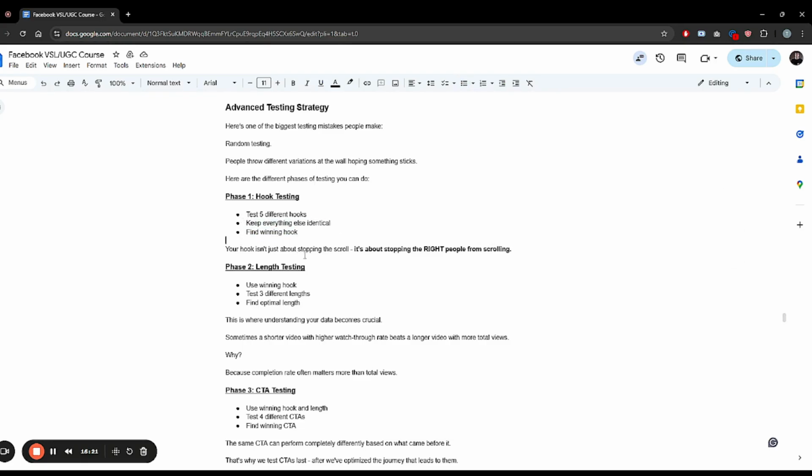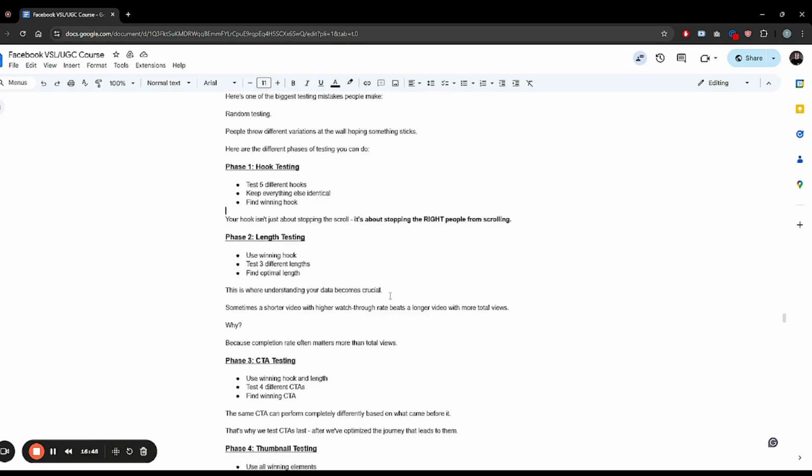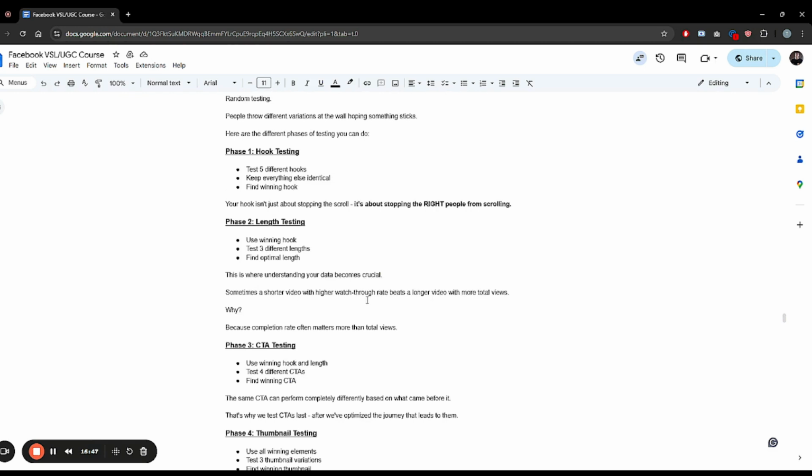Your hook isn't just about stopping the scroll. It's about stopping the right people from scrolling. So find a hook that works the best. Then after your hook, we have phase 2, length testing. Use the winning hook, test 3 different lengths, and find the optimal length. This is where understanding your data becomes crucial, because sometimes a shorter video with higher watch-through rate beats a longer video with more total views. And the reason is because completion rate often matters more than total views.